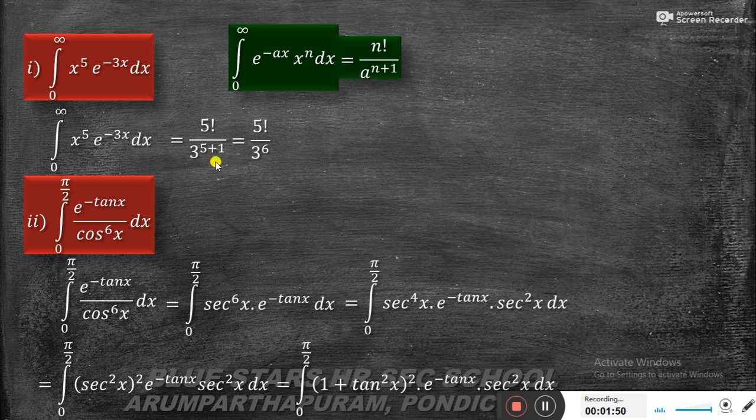You substitute here. Therefore integral 0 to infinity x power 5 e power minus 3x dx equals n factorial, that is 5 factorial, by a power n plus 1, that is 3 power 5 plus 1, equal to 5 factorial by 3 power 6. This is the answer for the integral.